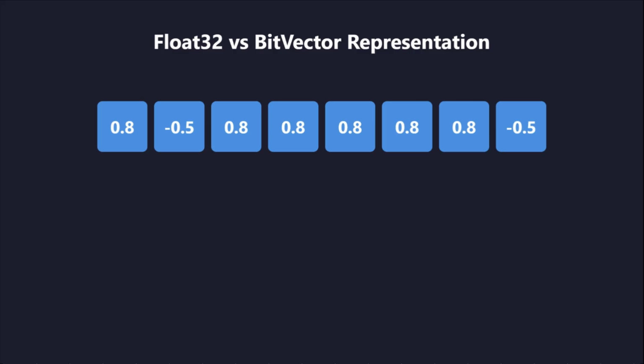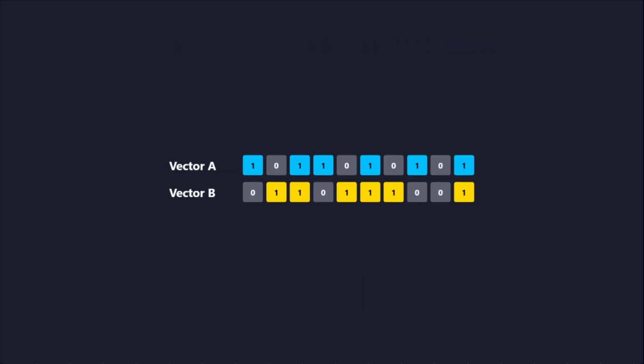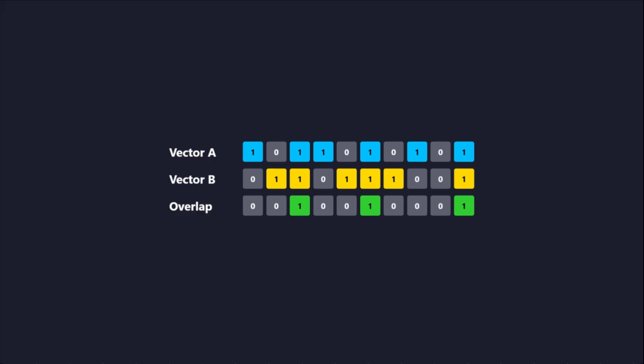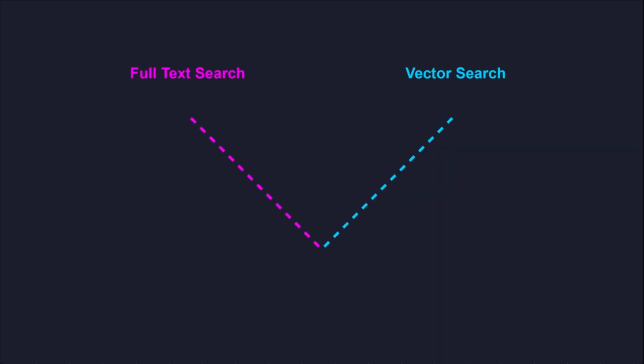This is extremely efficient for binary quantization techniques, where you only need to know if a value is positive or negative, resulting in massive performance gains. For bit vectors, use the Jaccard distance operator, represented by two percent signs. This is perfect for comparing sets of binary features, where the overlap between active bits determines the similarity score.